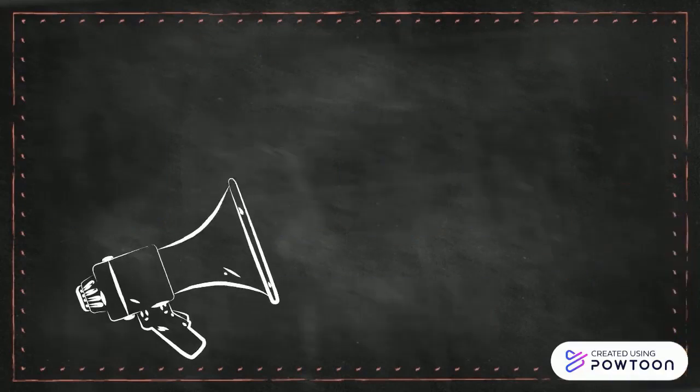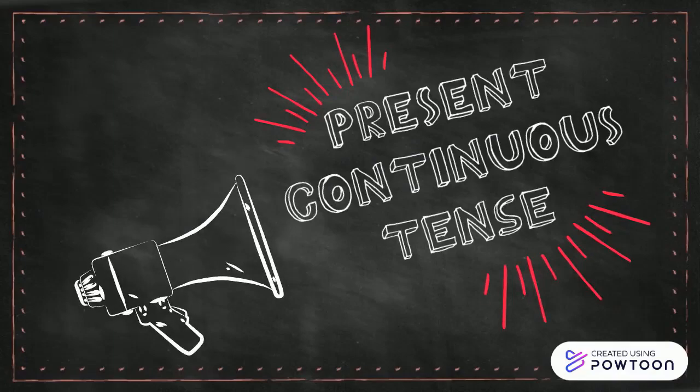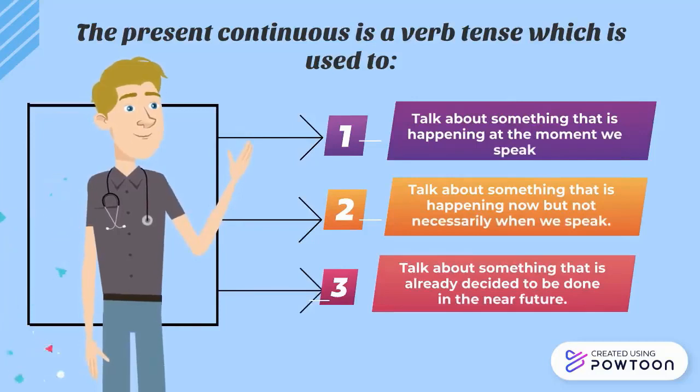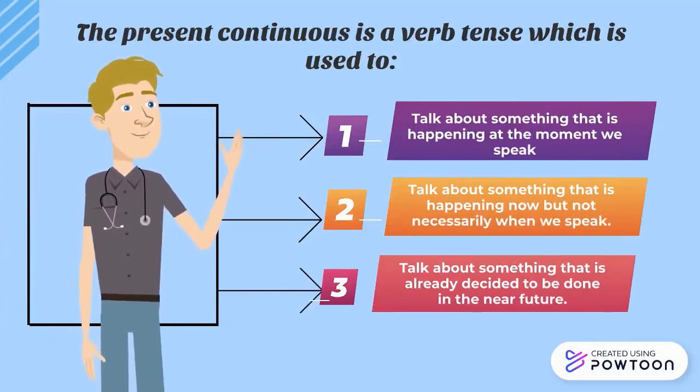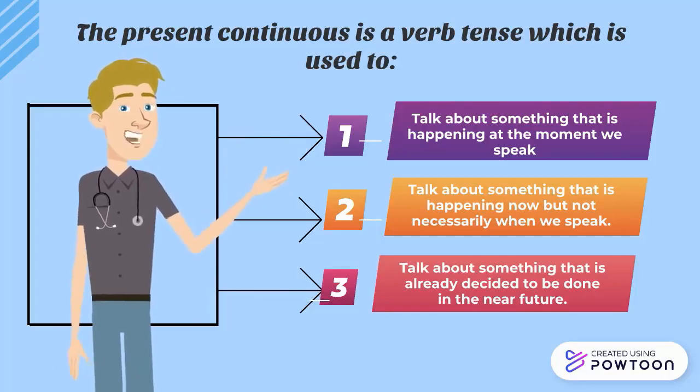Present continuous tense. The present continuous is a verb tense which is used to talk about something that is happening at the moment we speak. Talk about something that is happening now, but not necessarily when we speak. Talk about something that is already decided to be done in the near future.